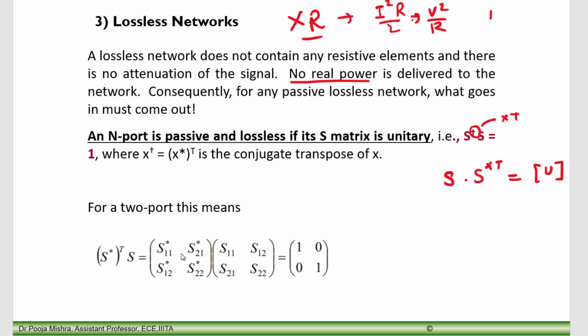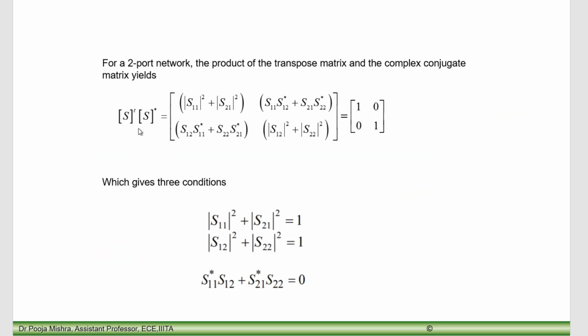So S11 conjugate, S21 conjugate, S12 conjugate, S22 conjugate, multiplied by S11, S12, S21, S22, is equal to the unitary matrix, meaning the diagonal elements will be 1, 1 and the others 0, 0. So we'll solve these equations and let's see what happens. S times S conjugate transpose will give you these equations.